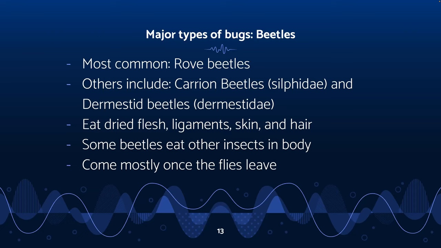Like I said before with the vocabulary, there were carrions, right? And carrions are, again, the dead bodies, carcasses and stuff. So these carrion beetles like to go to the dead body. I think the name kind of correlates. And then there are dermestid beetles. Some of these beetles actually eat other insects in the body, and some are cannibalistic, so there's that.